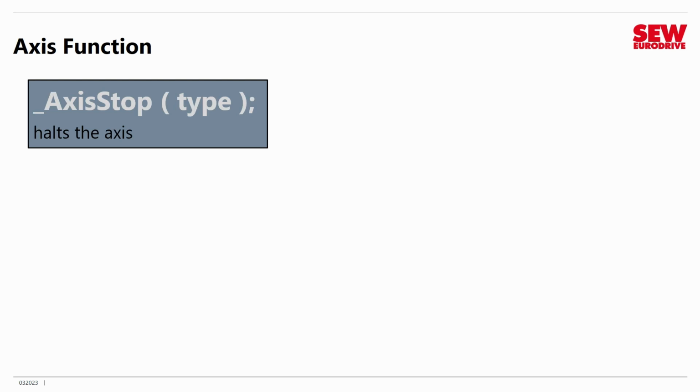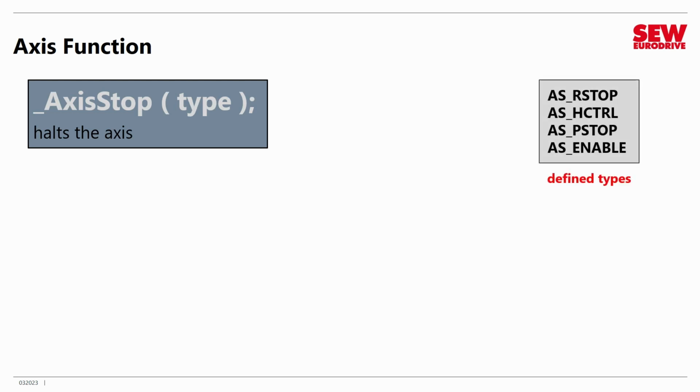You can see it has one parameter called type. There are several different stops available. As you can guess, constant b.h defines a few constants, in fact, 4 of them. So here they are. AS rstop, H control, P stop, and enable.